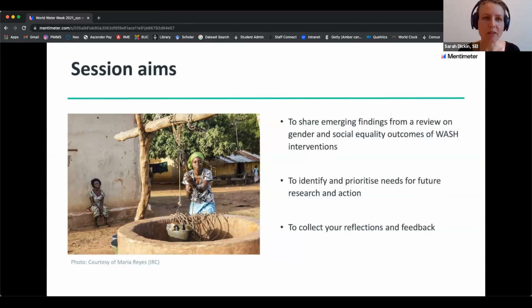So we'll have an interactive presentation of the review findings. The other session aims are to identify and prioritize needs for future practice, policy, and research, particularly relating to monitoring and evaluating interventions. We also aim to collect your feedback, your reflections, your thoughts on a theory of change for how WASH interventions lead to change in gender and social equality outcomes. And we'll collect some of your own experiences and stories of change. Next slide, please.